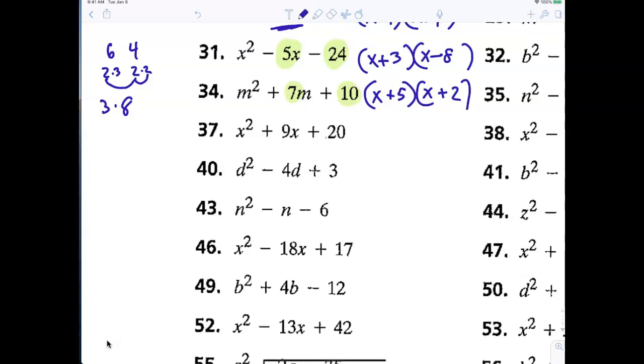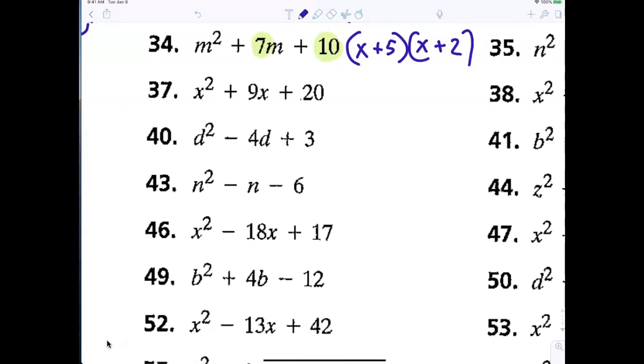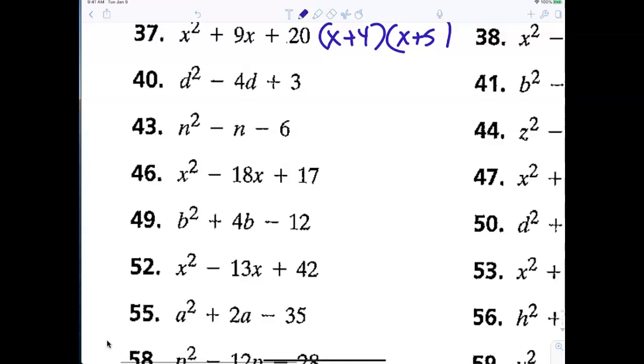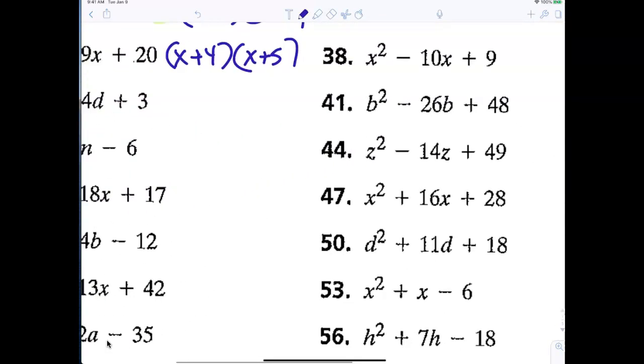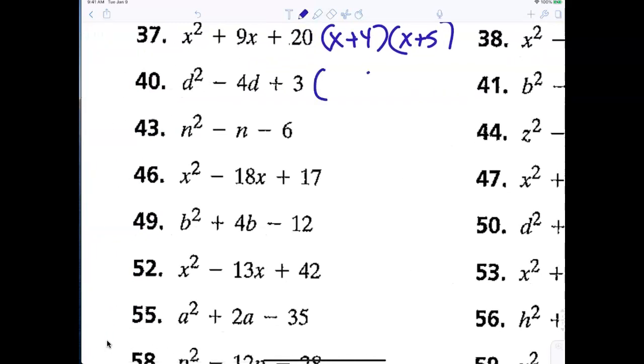Number 37, Coleman. X plus 4, X plus 5. Simple. All right, Aiden, you're up. Now we got some minuses, so you got to be careful now. D minus 3, D minus 1. Simple. Do you understand that now, Ian?